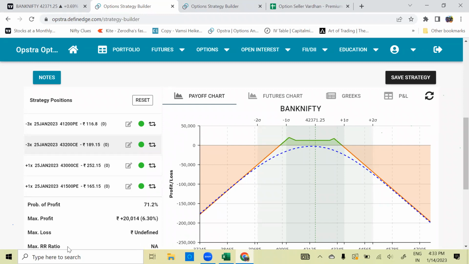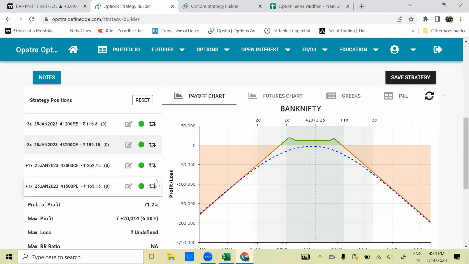Yeah, so this way you can do on Monday. But whenever VIX is more than 16 or more than 18, we need to go a little deeper, a little further. Like instead of 43,000, we can sell 43,500 also. Because the premium will be a little higher, the chance of making money will definitely increase because we go further. That is one thing.